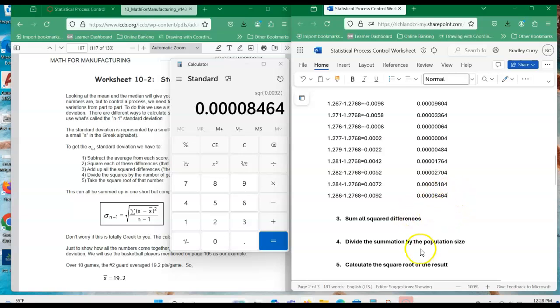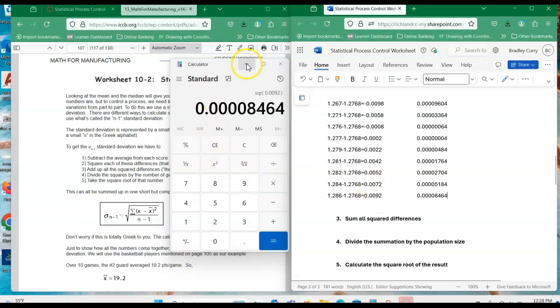So we have all of our numbers in terms of our data set squared. So the next step that will be required will be the sum of all squared differences. So I'm going to end the video here on calculating standard deviation.